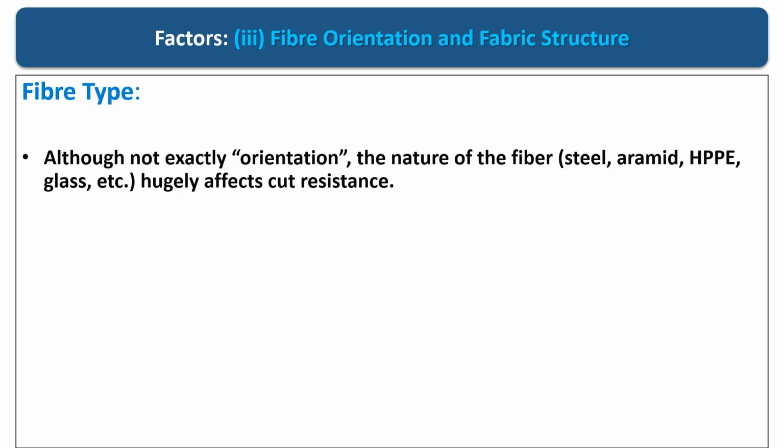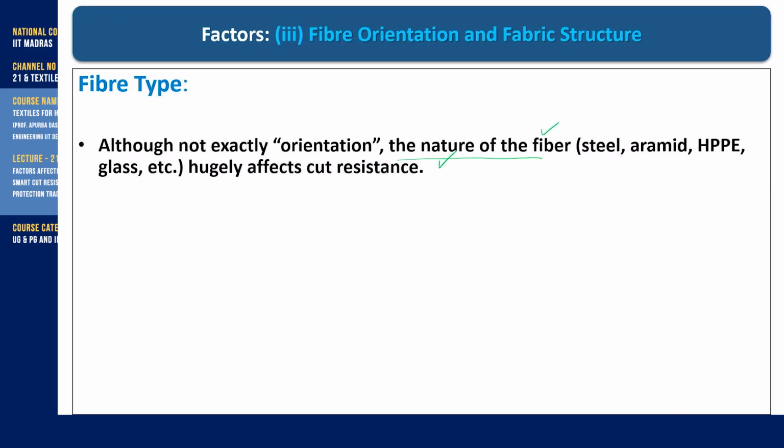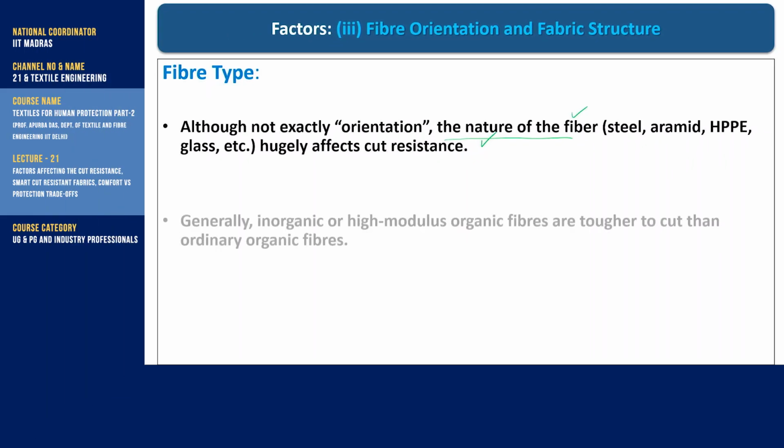And type of fibers, although not exactly, the orientation, the nature of fiber affects the cut resistance significantly, and also the orientation that we have already discussed, the steel, aramid, HPP, glass. So, type of fibers we can change to manipulate the cut resistance depending on our requirement.